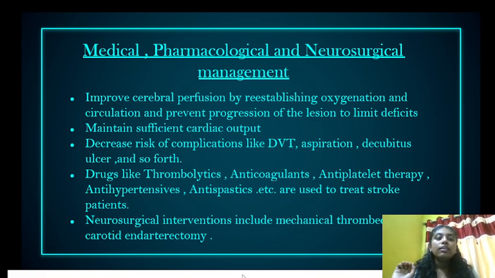Then drugs like thrombolytics, anticoagulants, antiplatelet therapy, antihypertensives, antispastics, etc. are used to treat stroke patients. Thrombolytics are usually for the clots formed. We know that in case of ischemic stroke, there is obstruction caused due to the clots, so for that, thrombolytics can be used. Anticoagulants are not for clot dissolution, but to prevent clot formation, that is warfarin, heparin. These drugs are given.